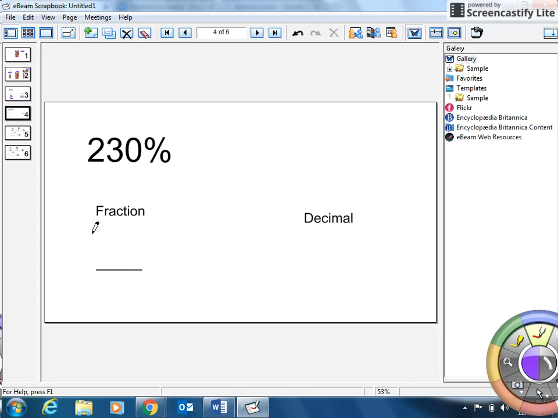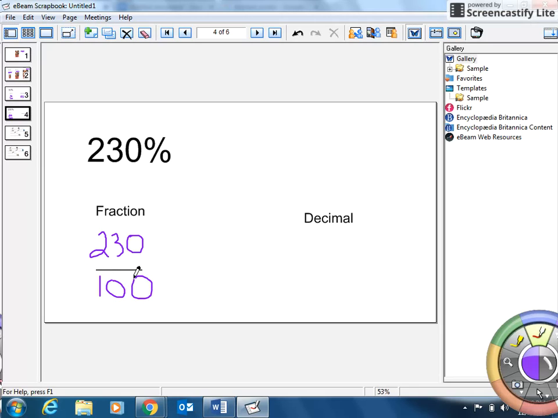230. You are actually correct. Remember, that percentage is the exact number that's going to go on top here. Now, percentages are always out of what? 100. So this number is going to go on the bottom.